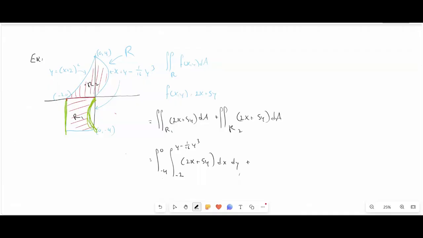Then I need to do the second region R2. y now goes from 0 to 4. And x will go from this lower bound to this upper bound. Why do they do it this way? This is ridiculous. I'm going to solve for x here. So x equals root y minus 2, if you take the square root of both sides.